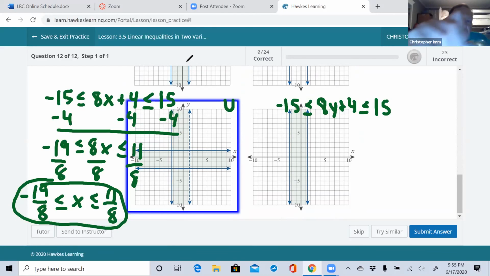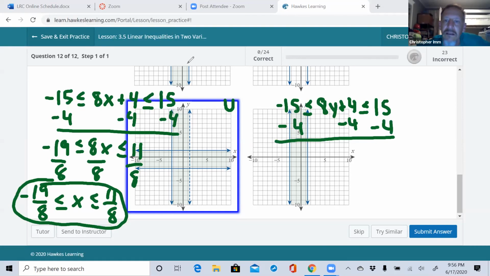These over here are going to be y lines. What I mean there is my slope is going to be 0, so they're going to be horizontal lines. Again, I'm going to subtract 4. I'm going to have negative 19/8. This is going to be the same thing actually, but it's going to be on the y-axis. And then I subtract 4 over here, so 15 minus 4 is 11, and I'm dividing by 8. This is going to be the same exact thing as we have on the left-hand side.